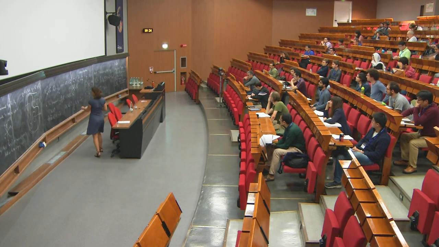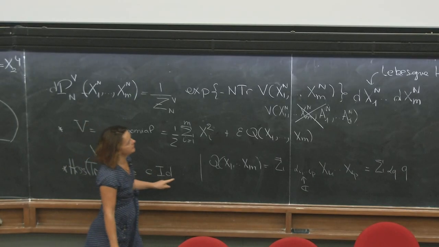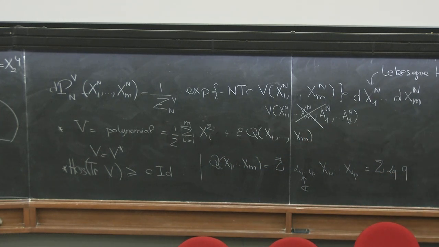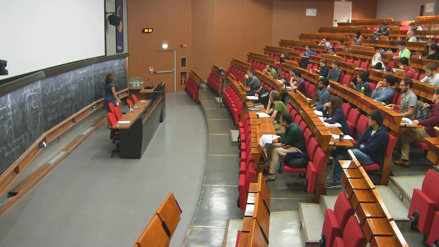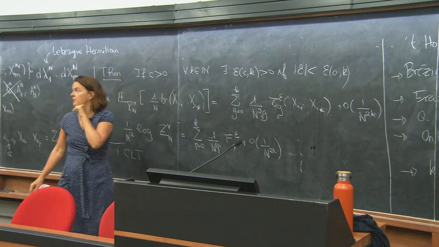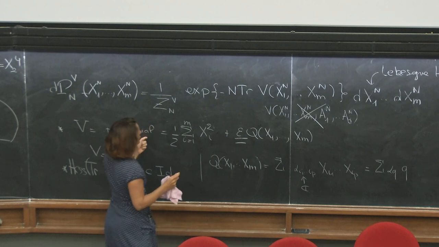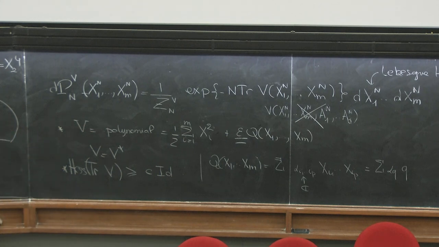So I'm just saying that if the Hessian is bounded below by C, C positive, so you have a strictly convex trace of V, then for all K, you can find epsilon C of K, going to zero with K, such that if epsilon is smaller than this positive number, then you have the expansion. It's the epsilon here. So V has to be a small perturbation of the Gaussian case. That's really the point.